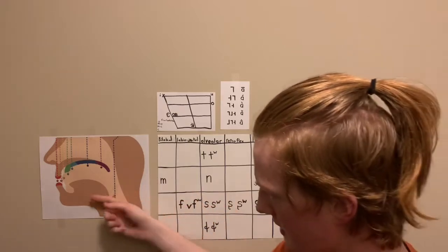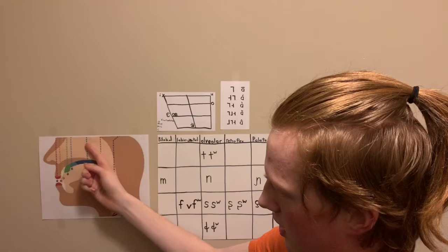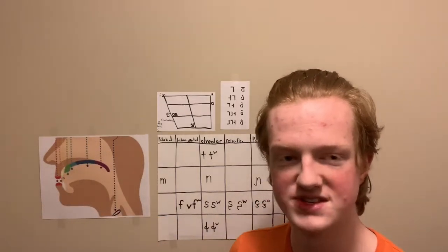So you go and take your tongue and put it against the alveolar ridge and have air go out of your nose. Na, na. Very simple. It's just an N sound.